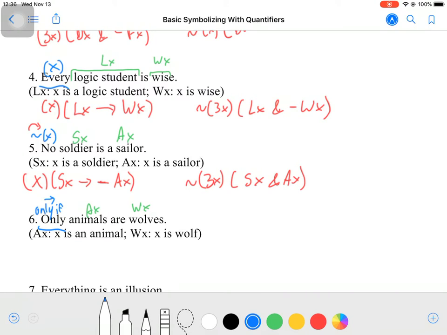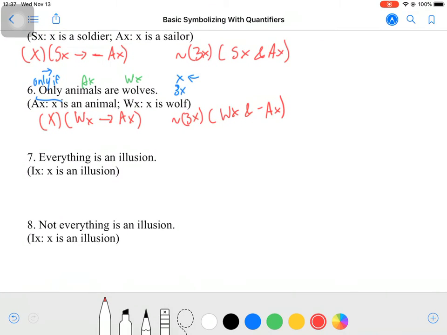So the question here would be, would we have an existential or a universal? And my recommendation here would be you could choose which one. Most folks are probably going to go with the universal. And this would translate as, for all of x, if x is a wolf, then x is an animal. Or, it's not the case that there exists an x such that x is both a wolf and not a mammal, or not an animal at the same time.